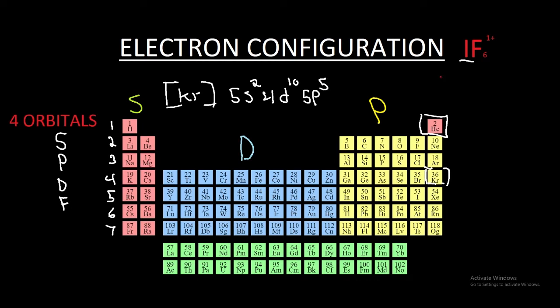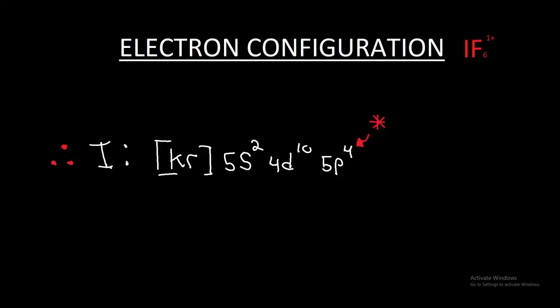However, be careful, because remember that IF6 has a charge of 1+. So that affects our electron configuration. Because we lost an electron, we're going to subtract 1 from our final p orbital superscript. So it'll actually be 5p4. And just like that, we have your condensed electron configuration for iodine.